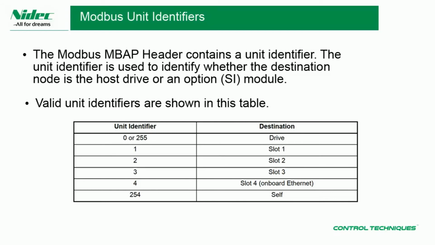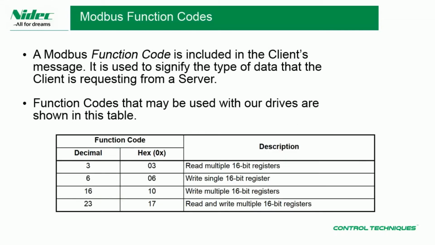Valid unit identifiers are shown in this table. A Modbus function code is included in the client's message. It is used to signify the type of data that the client is requesting from a server. Function codes that may be used with R drives are shown in this table.